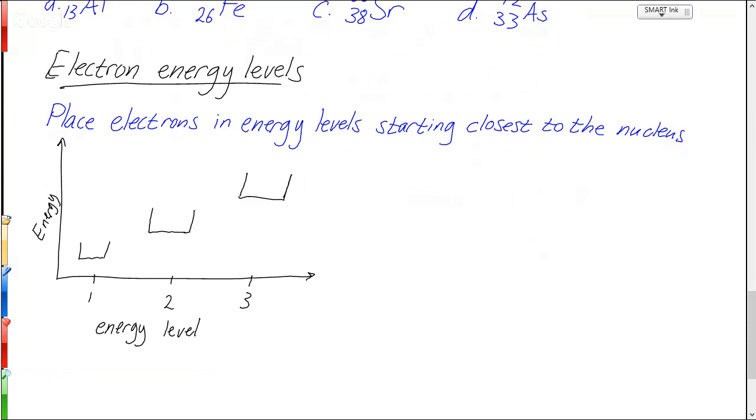Now these buckets can only hold so many electrons. The first one can hold 2. The second one can hold 8. And the third one can hold 8.